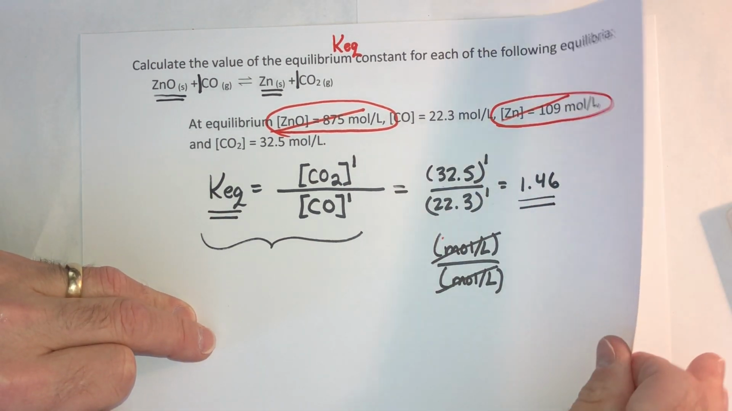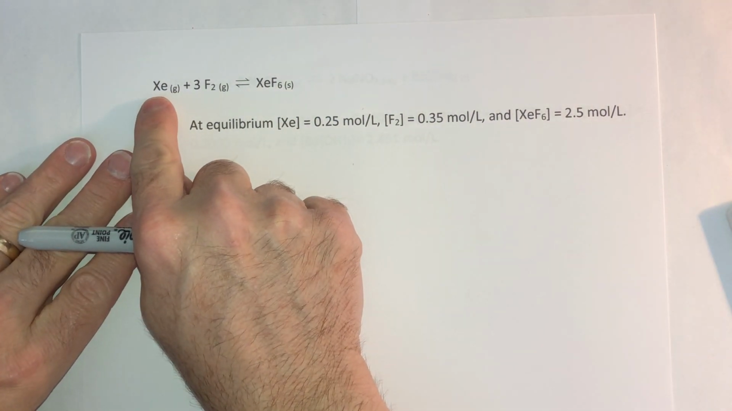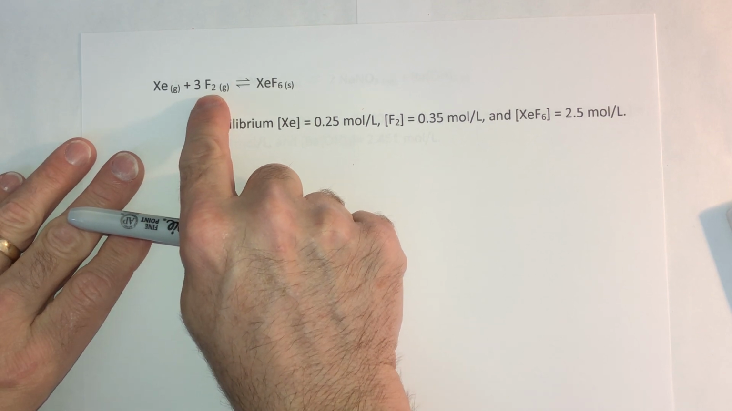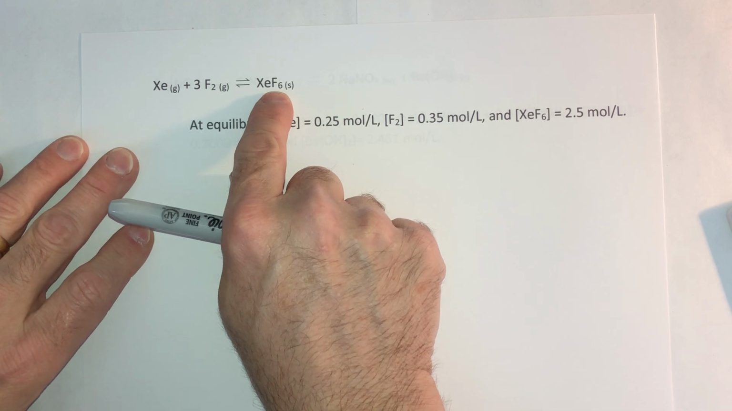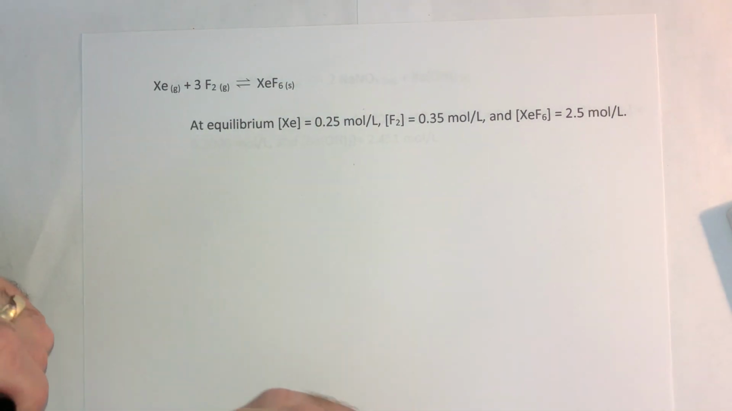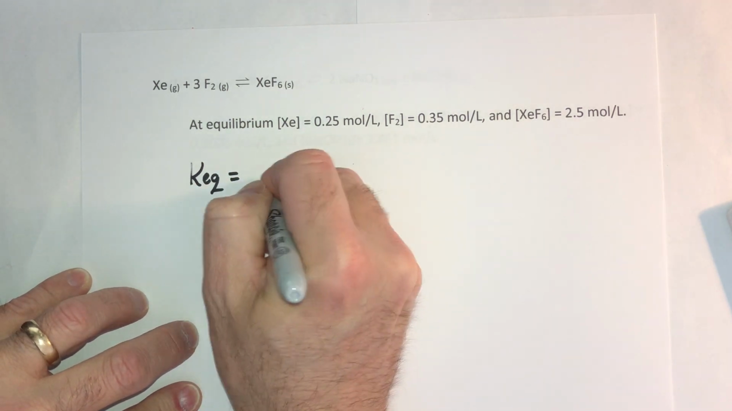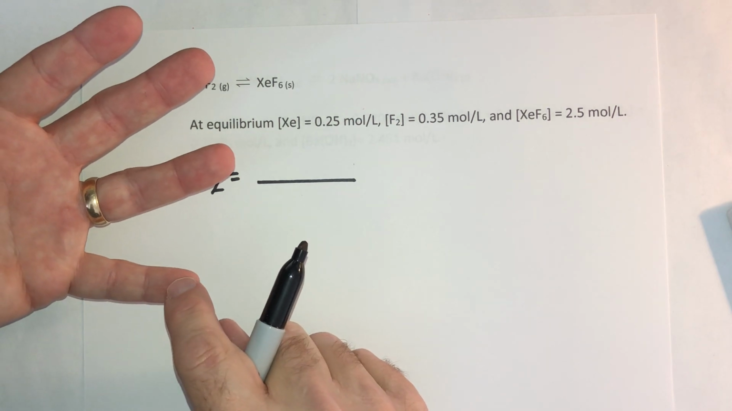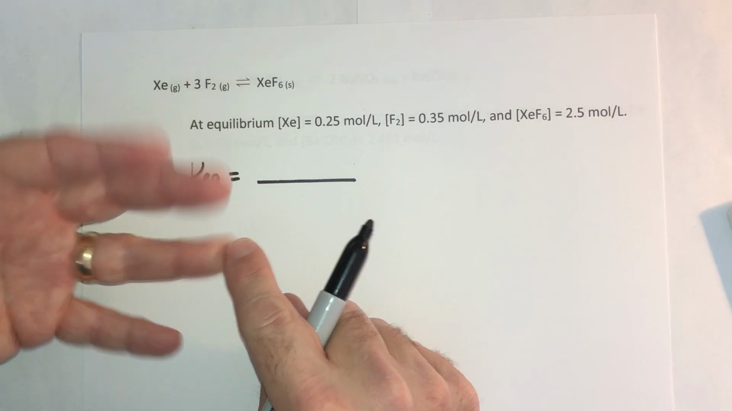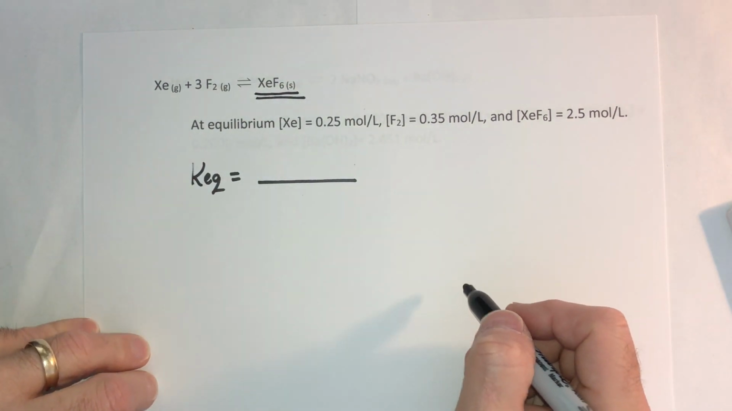All right, let's try another one. Okay, so I have an equilibrium that talks about xenon gas reacting with some fluorine gas, turning into xenon hexafluoride, which is a solid. Now, first step is always write KEQ equals products over reactants. So KEQ is products over reactants. Now, before I even start, I got to remind myself, liquids and solids don't count. So if I look through this, I do have a solid, which I am going to leave out. Gone.